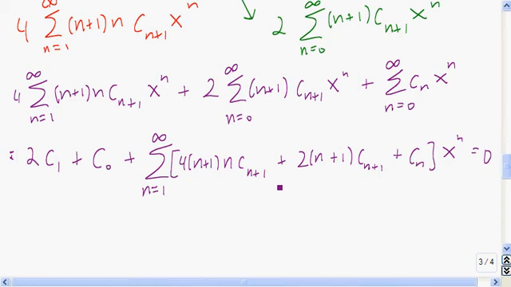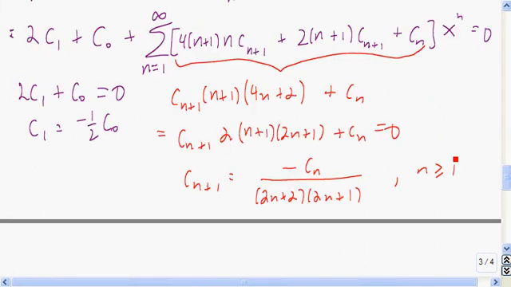Okay, so we get c1 is equal to negative 1/2 c0, and then this right here is going to give us the recurrence relation. So why don't you press pause and clean this up a little bit to find the recurrence relation. All right, so we can factor out the n plus 1 times c sub n plus 1 from these first two. So then we're left with a 4n and a 2 there. And then we can factor out a 2 here. So we get 2 times (n plus 1)(2n plus 1) c sub n plus 1 plus c sub n should be 0.